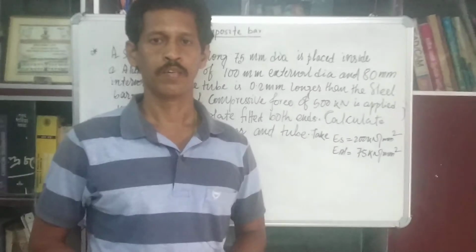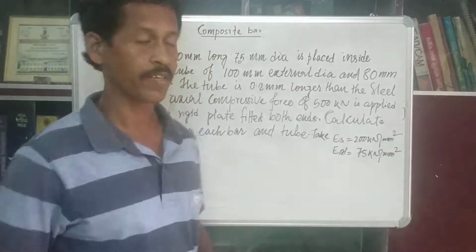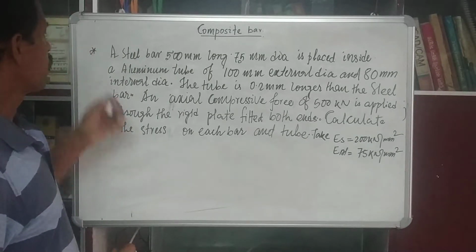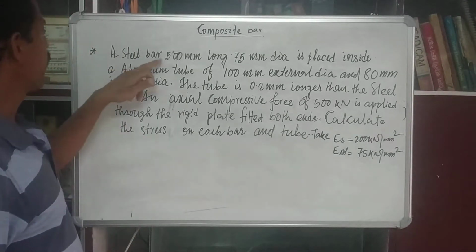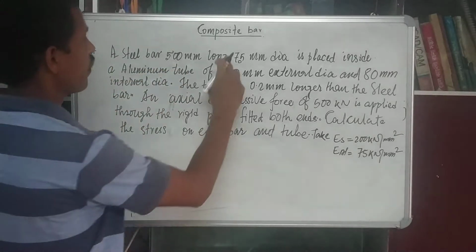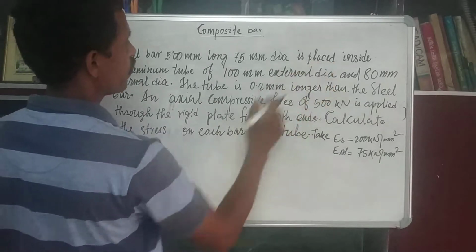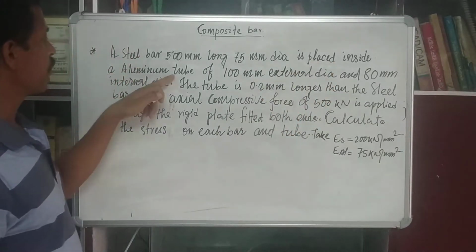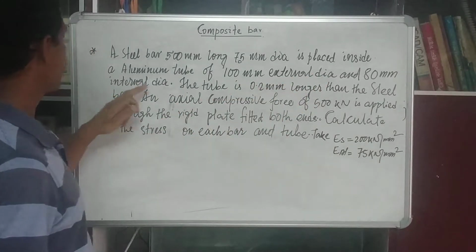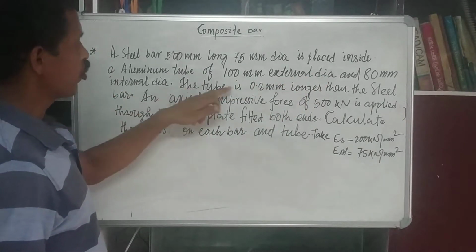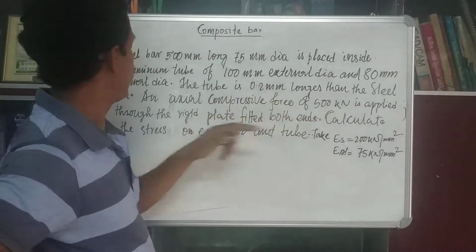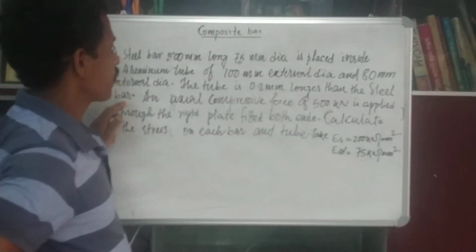The problem is a composite bar related problem. The question is given here. A steel bar of 500 millimeter long and 75 millimeter diameter is placed inside an aluminium tube of 100 millimeter external diameter and 80 millimeter internal diameter. The tube is 0.2 millimeter longer than the steel bar.